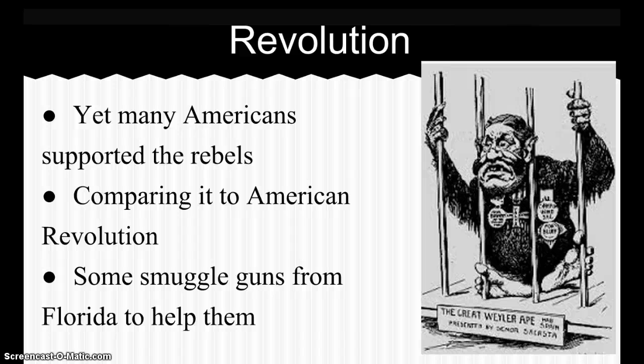And then, guys, your next bullet, I put down that yet many Americans did support the rebels. Why? Well, they compared it, put down, to the American Revolution, right? It's their cause of liberty. And so, guys, put down that some smuggle guns from Florida to help them. And here is how Weiler is portrayed.